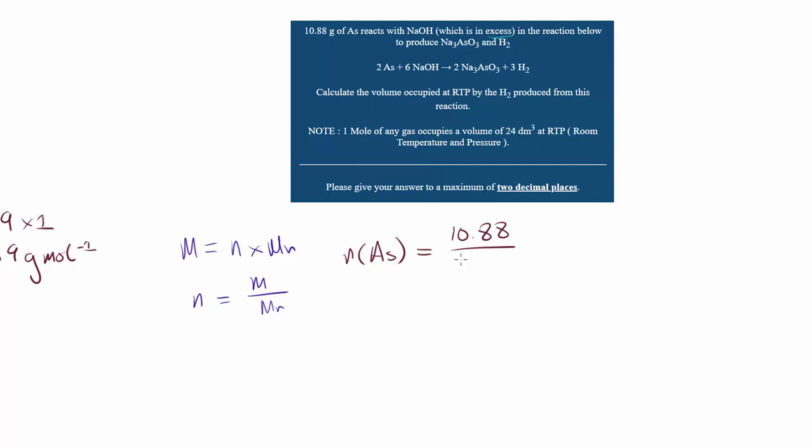Okay, so we can now use that value, right? So 10.88 divided by 74.9, and if you have a go at working out what value you're going to get from that, I'm going to make sure I round it, but that's going to give you 0.1452603. Okay, so this part's just rounded. Okay, so that's going to be in moles.